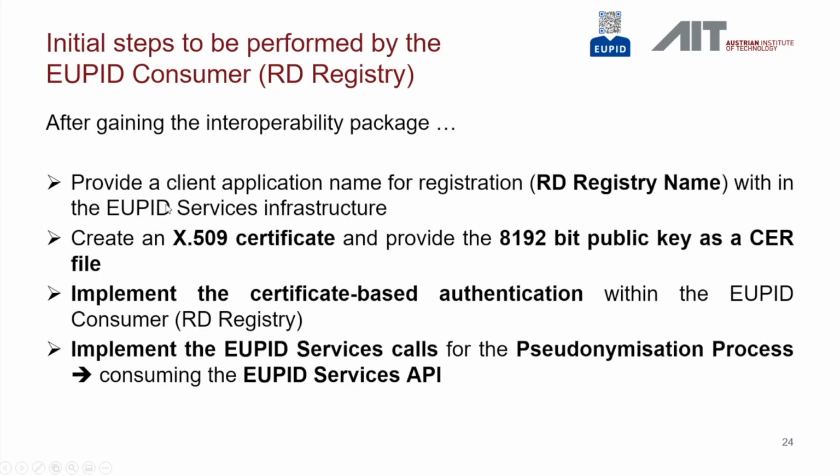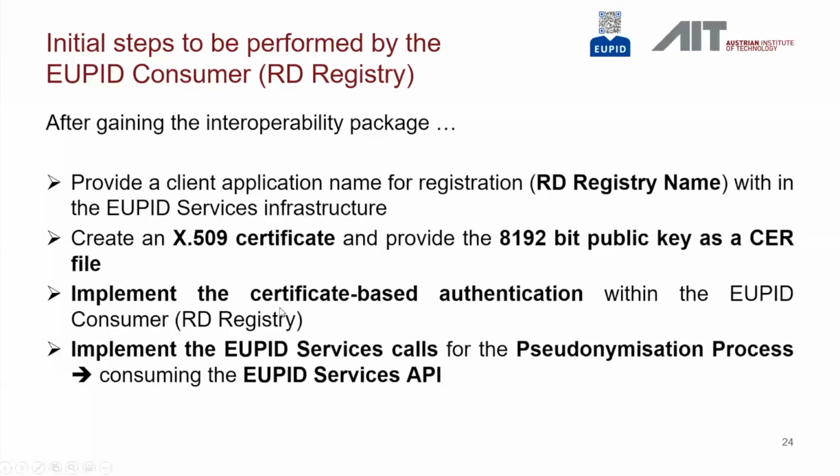So the initial steps are, after gaining the interoperability package, you have to provide a client application name for registration. This is a registration within the EUPID services infrastructure. This is, yes, the name of your rare disease registry instance. Then we need a certificate that is providing a public key. This is needed for doing a client authentication or authorization. We will see that in the next slide.